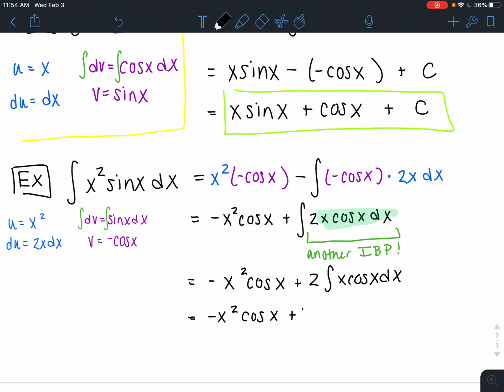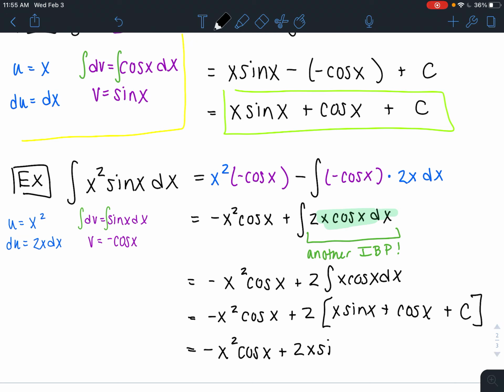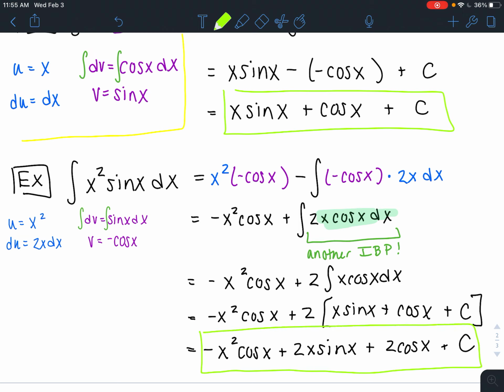It's in that green box right above. So that's x sine of x plus cosine of x plus c. And if I distribute the 2, I get 2x sine of x plus 2 cosine of x, and then 2 times c is just another constant, so we're just going to leave that as a constant.